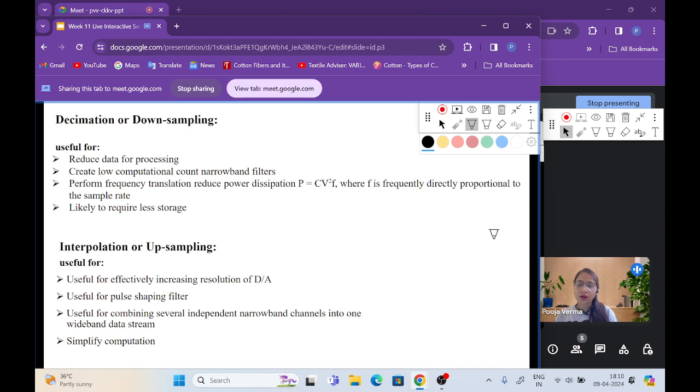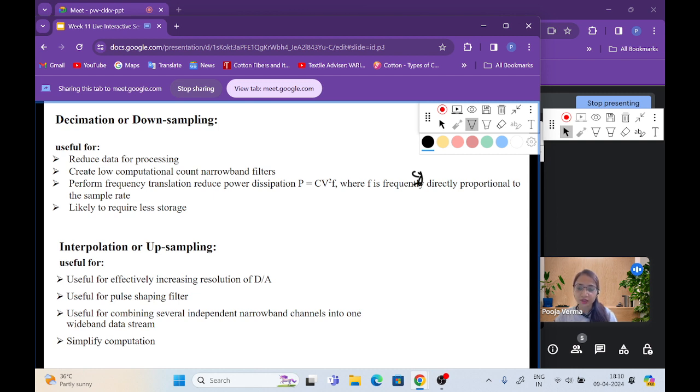So what is decimation or downsampling, and why is it useful? It is useful to reduce the data for processing, create low computational count narrowband filters, perform frequency translation, and reduce power dissipation, where P = C V square F, and F is the frequency, directly proportional to the sampling rate.